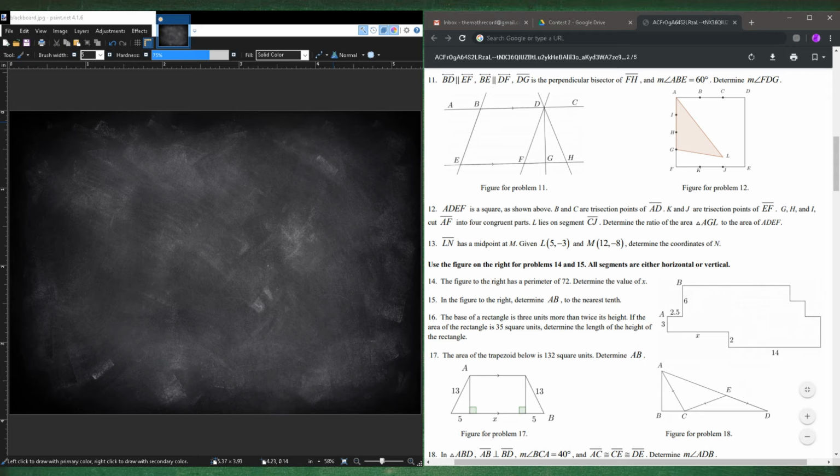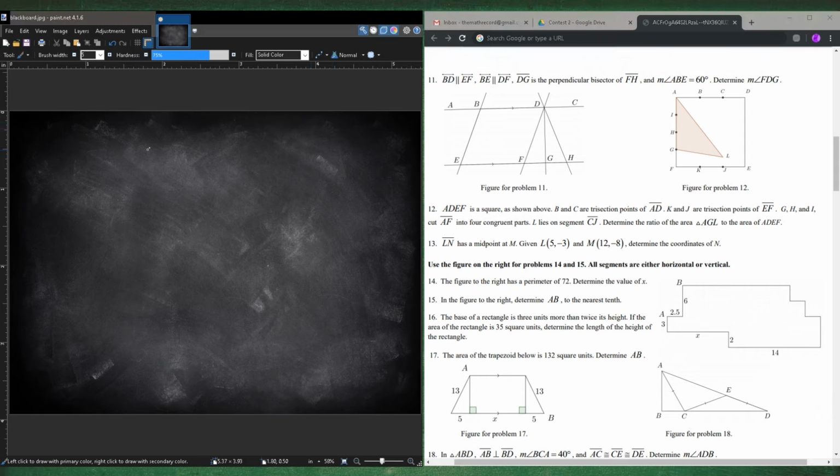So let's say our length is L, and our height is h. So we're going to have L times h is equal to the area of the square. So now we need to find the area of the triangle.